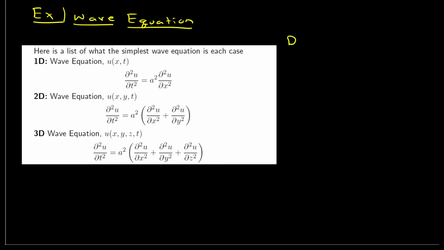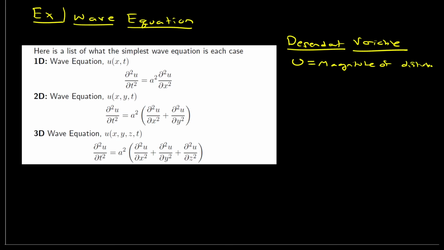So the dependent variable here is u, because it depends on the spatial variables and the time variable. This is the magnitude of the wave disturbance at a point in space and in time. If you think of, say, a one-dimensional elastic string, like a piano wire or a string on a violin or a guitar, you have a really good interpretation of what this 1D wave equation is giving us the solution to. If you pluck the string, the value of u is the displacement of the string at any point along the string and any point in time.